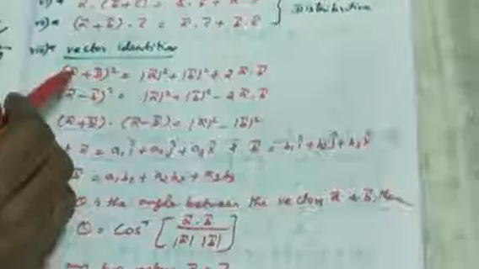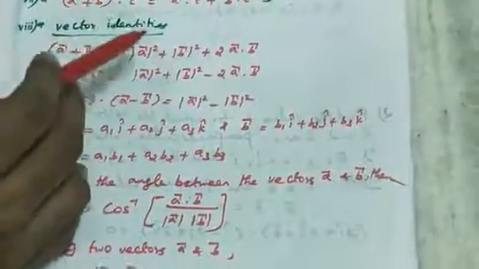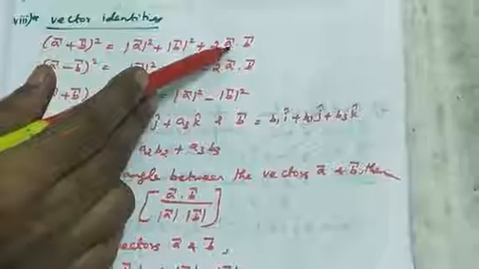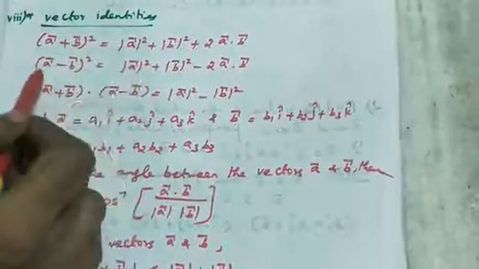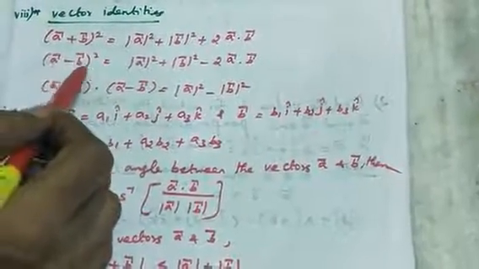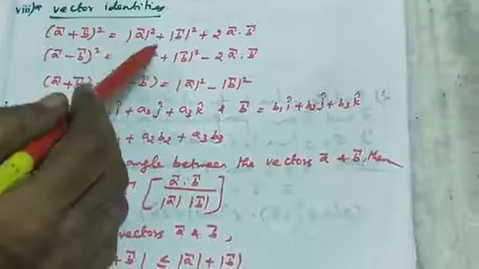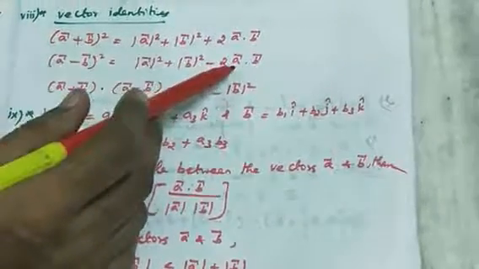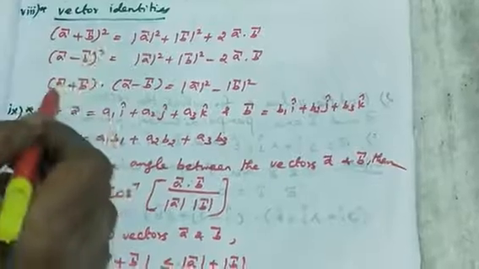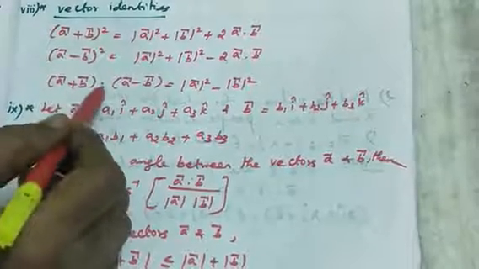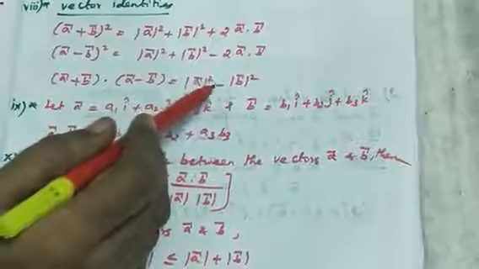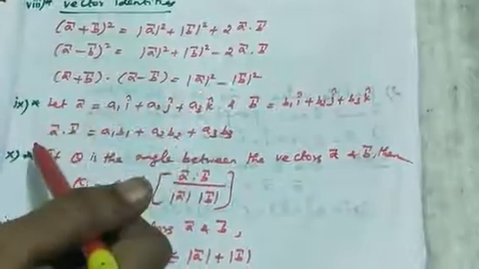Next, vector identities. Just as we write a plus b the whole square as a square plus b square plus 2ab, in vector form we write 2 a vector dot b vector. Similarly, a vector minus b vector the whole square is equal to modulus of a vector square plus modulus of b vector square minus 2 into a vector dot b vector. Then a vector plus b vector dot a vector minus b vector is equal to modulus of a vector square minus modulus of b vector squared.